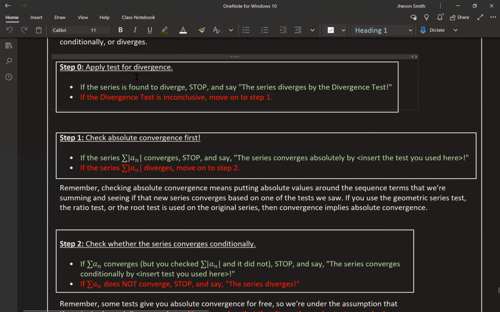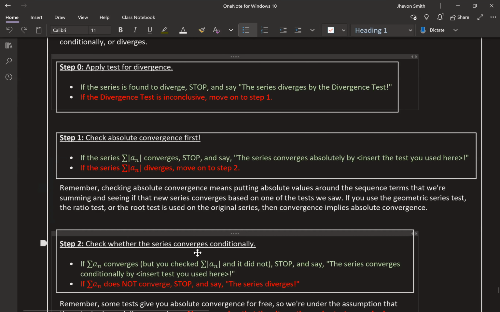You first apply the test for divergence, as always. If the test for divergence says it diverges, you can just stop the process right there and say the series diverges and move on with your life. If the test for divergence is inconclusive, then you move down to step 1. Step 1 says check absolute convergence first. You always want to check absolute convergence first. If the series converges with absolute values around the term, then you stop. You say the series converges absolutely. Otherwise, move on to step 2.